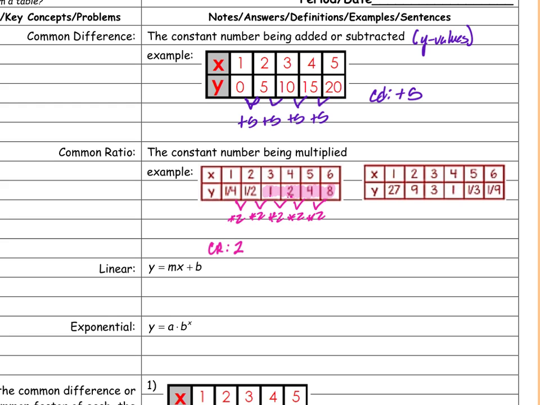Okay, so now let's look at the second example, which is a little bit harder because what's happening this time? Instead of getting bigger, what's happening? I'm getting smaller. Okay. So, but it doesn't change what I'm doing. It just means I'm going to be multiplying by something. What do I do by 27 to get to 9? 9 to get to 3, 3 to get to 1, 1 to 1/3, 1/3 to 1/9.